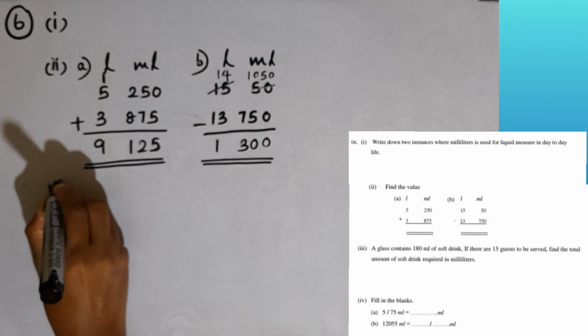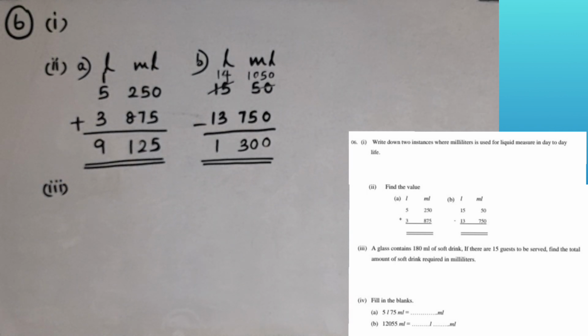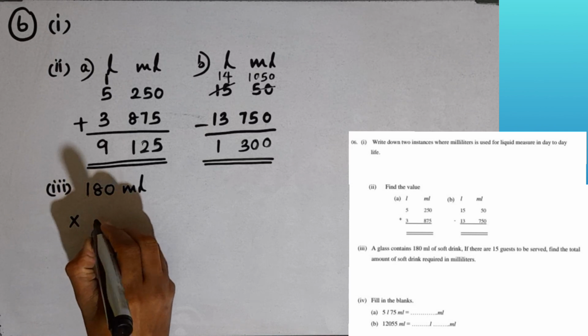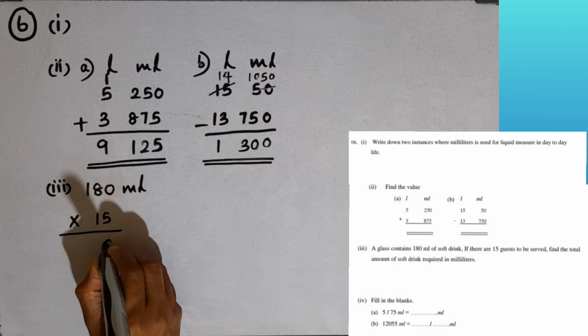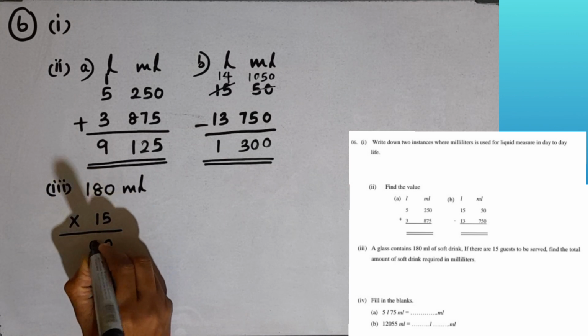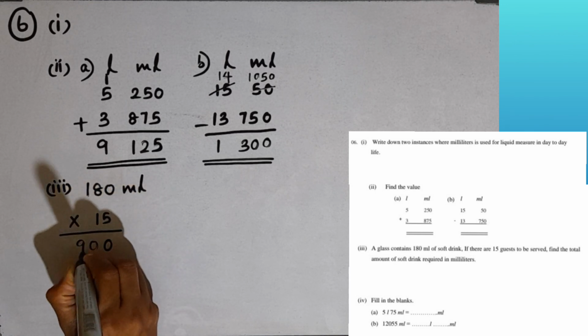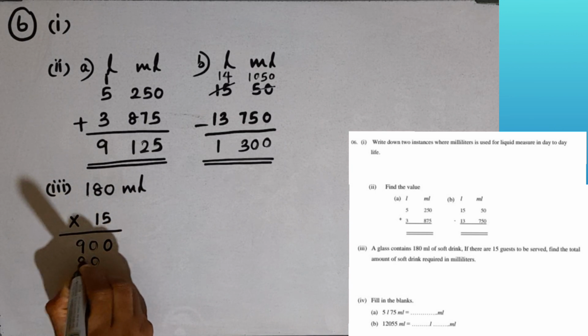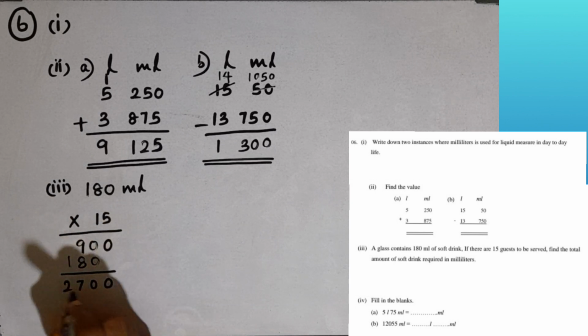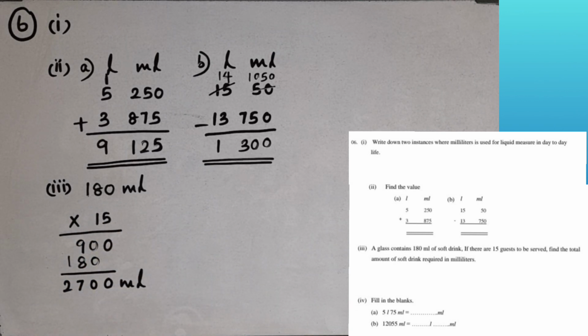Third question here. A glass contains 180 milliliter of soft drink. If there are 15 guests to be served, find the total amount of soft drink required in milliliters. 180 milliliters multiplying by 15. 5 times 0, 0. 5 times 8 is 40, 4 is remaining. 5 times 1, 5, plus 4 is 9. Here, let's multiply by 1. 0, 8, then 1. 0, 0, 9 plus 8 is 17, 1 is remaining. So, this is the amount in milliliters, 2700 milliliters. We are asking it in milliliters. So, this is the answer.